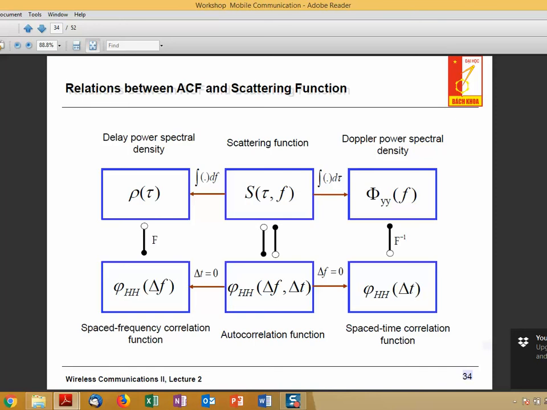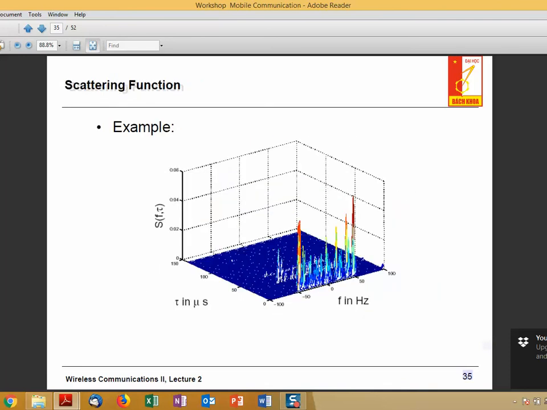We start from the scattering function. I will explain to you what the scattering function is. The scattering function is a measurement of the channel, when we send only a sinusoidal signal but observe the received signal in both the time and frequency domain. Now I show you a picture. This is a measurement result.